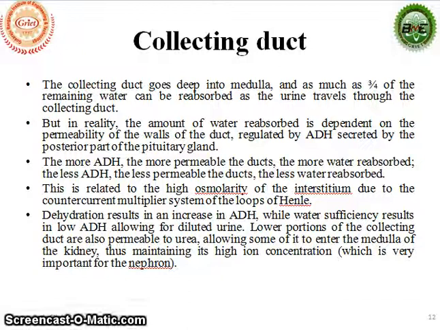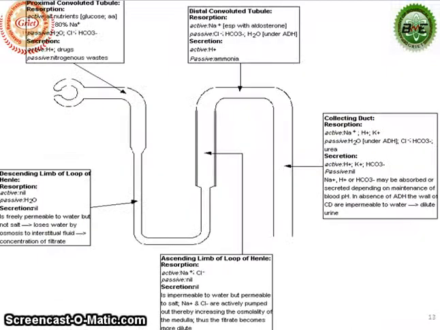This is related to the high osmolarity of the interstitium due to the countercurrent multiplier system of the loop of Henle. Dehydration results in an increase in ADH, while water sufficiency results in low ADH, leading to diluted urine. Lower portions of the collecting duct are also permeable to urea, allowing some of it to enter the middle of the kidney, thus maintaining its high ion concentration, which is very important for the nephron.